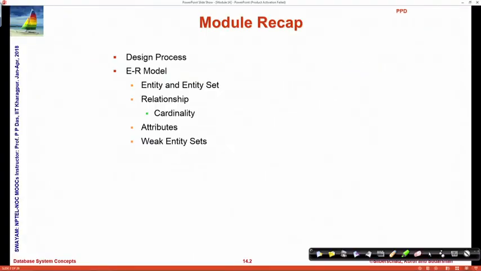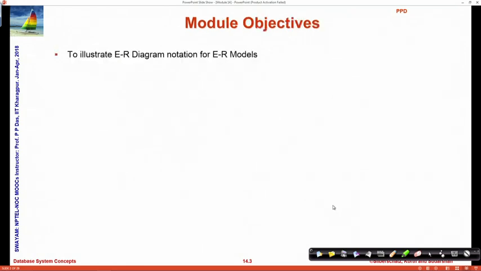Welcome to module 14 of database management systems. In the last module, we started our discussions on the entity relationship model. We will continue that in this module as well and actually conclude it in the next module. So, these are the items that we had discussed in the last module.